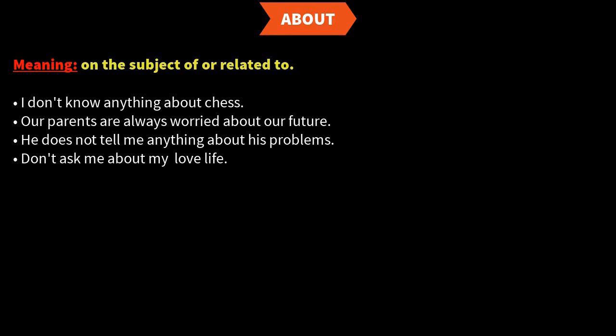More examples. He does not tell me anything about his problems. He does not tell me anything about his problems, anything related to his problems. Don't ask me about my love life. Do not, because I'm not going to tell you anything, because I don't have a love life. Right? So that's how we use about. Very, very simple when you want to show a relation between two objects and you want to make it clear what you're talking about.